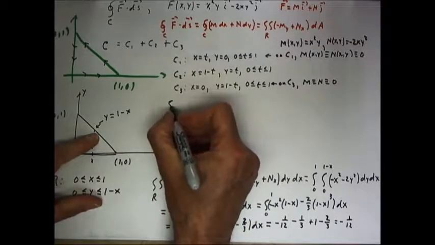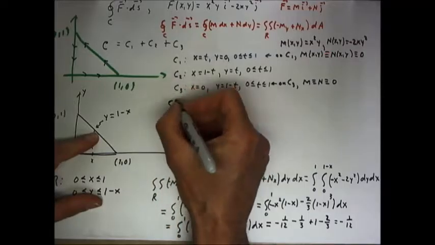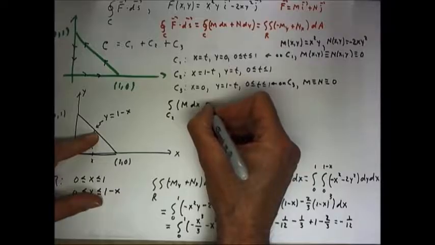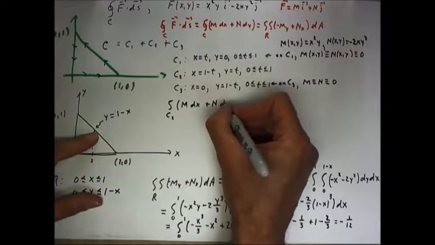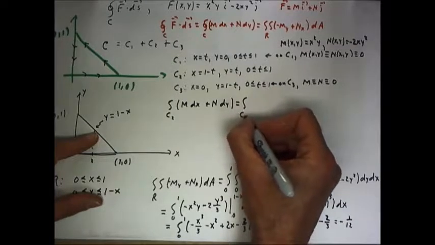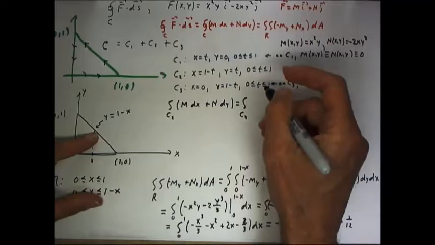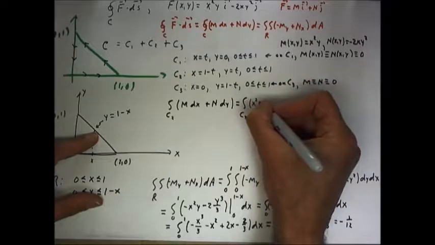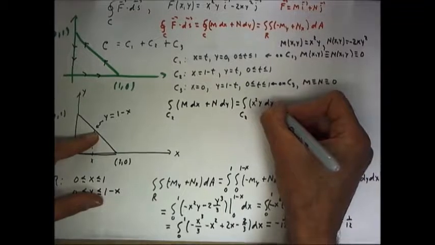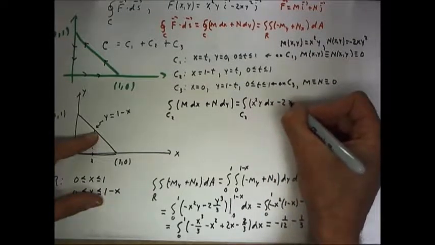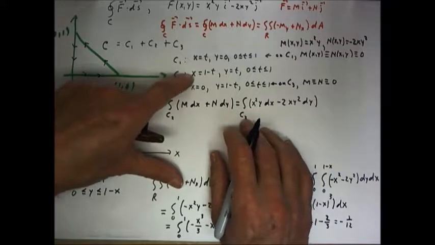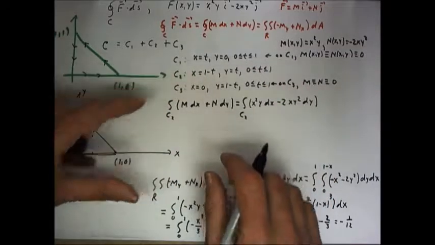So the integral over the curve C2 of m dx plus n dy is equal to the integral over C2 of m being x squared, so it's x squared y dx minus 2x y squared dy. Now our parameterization, x is 1 minus t, y is t.